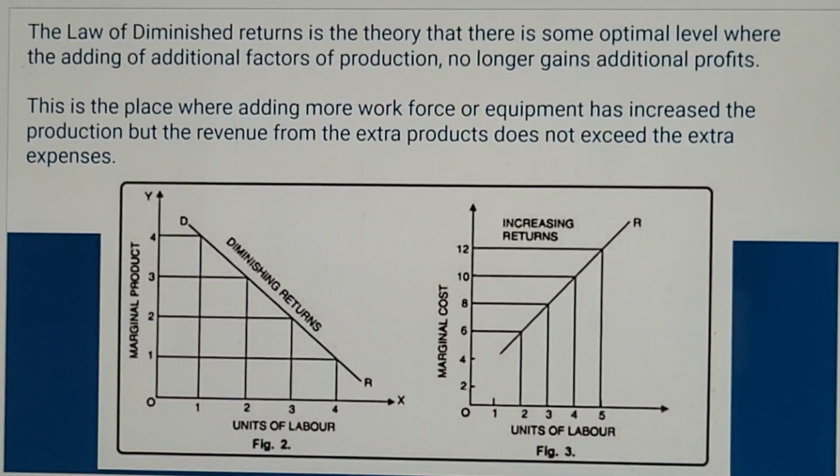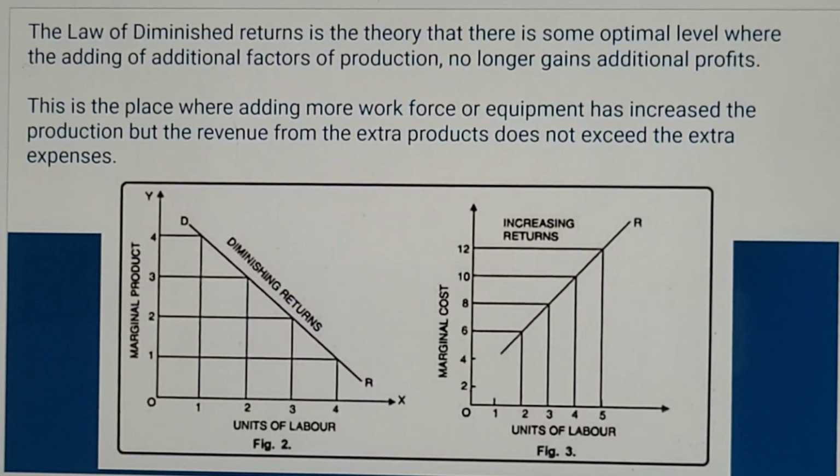The law of diminishing returns is the theory that there is some optimal level where the adding of additional factors of production no longer gains additional profits. This is the place where adding more workforce or equipment has increased the production, but the revenue from the extra products does not exceed the extra expenses.